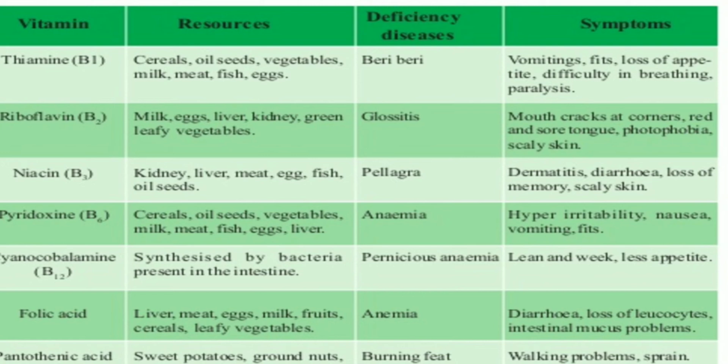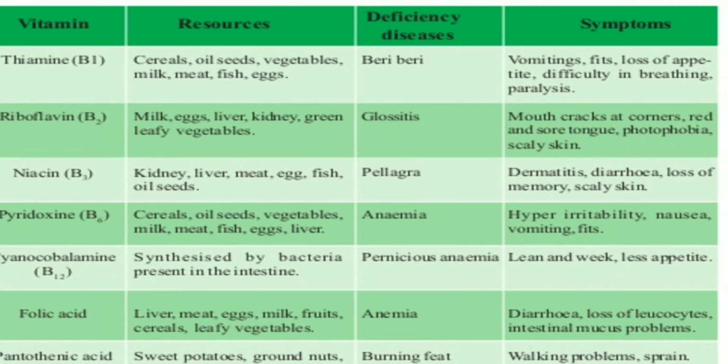Next is cyanocobalamin. It is B12. It is synthesized by bacteria present in the intestine. So we get this vitamin from our body. Our body itself will synthesize this vitamin. So what is the deficiency disease? That is pernicious anemia. So what are the symptoms? Lean and weak. The person becomes lean and weak and has less appetite.